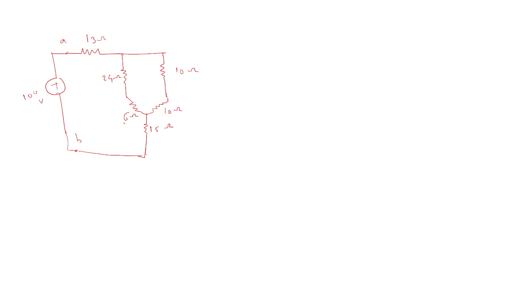Yes or no? 24 and 6 are connected in series. Similarly, 10 ohm and this 10 ohm are connected in series. So it will be 24 ohm and 6 ohm in series. Also 10 ohm and 10 ohm in series. So it will be 24 plus 6 is equal to 30 ohm and 10 plus 10 is equal to 20 ohm. So the network value is going to reduce like this.